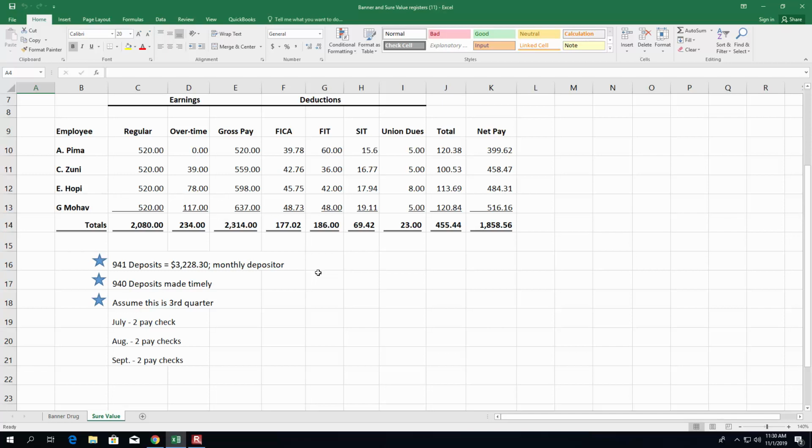So it'd be the deposits that would be. The deposits are possibly due quarterly if you get over $500. The return is always due 1/31.